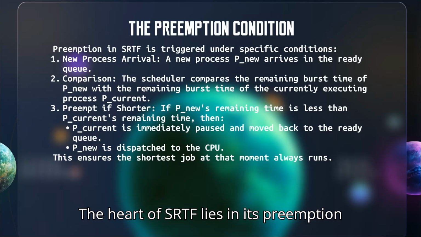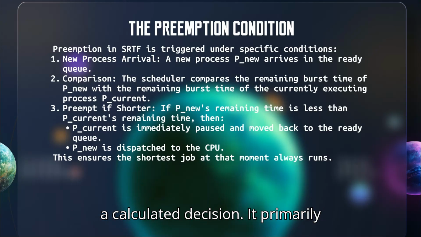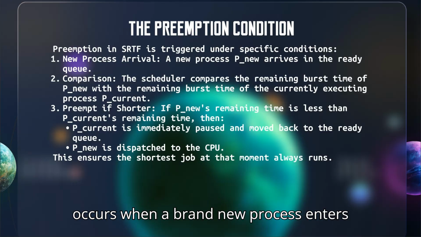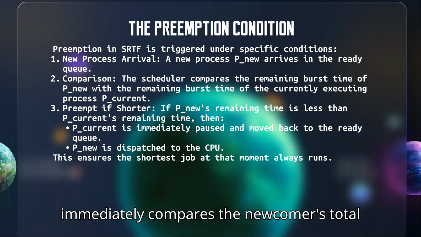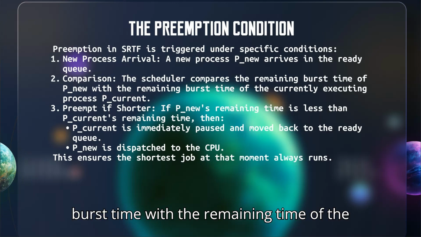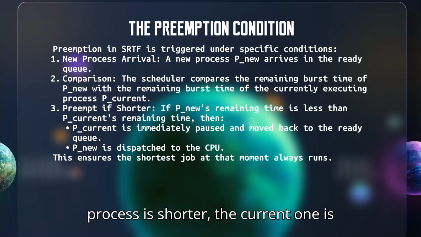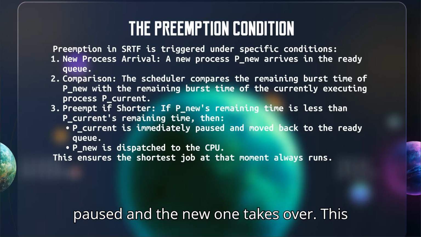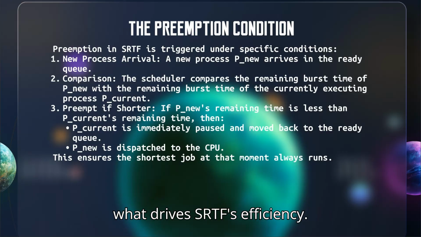The heart of SRTF lies in its preemption mechanism. Preemption isn't random, it's a calculated decision. It primarily occurs when a brand new process enters the system. The scheduler then immediately compares the newcomer's total burst time with the remaining time of the currently running process. If the new process is shorter, the current one is paused, and the new one takes over. This relentless pursuit of the shortest job is what drives SRTF's efficiency.